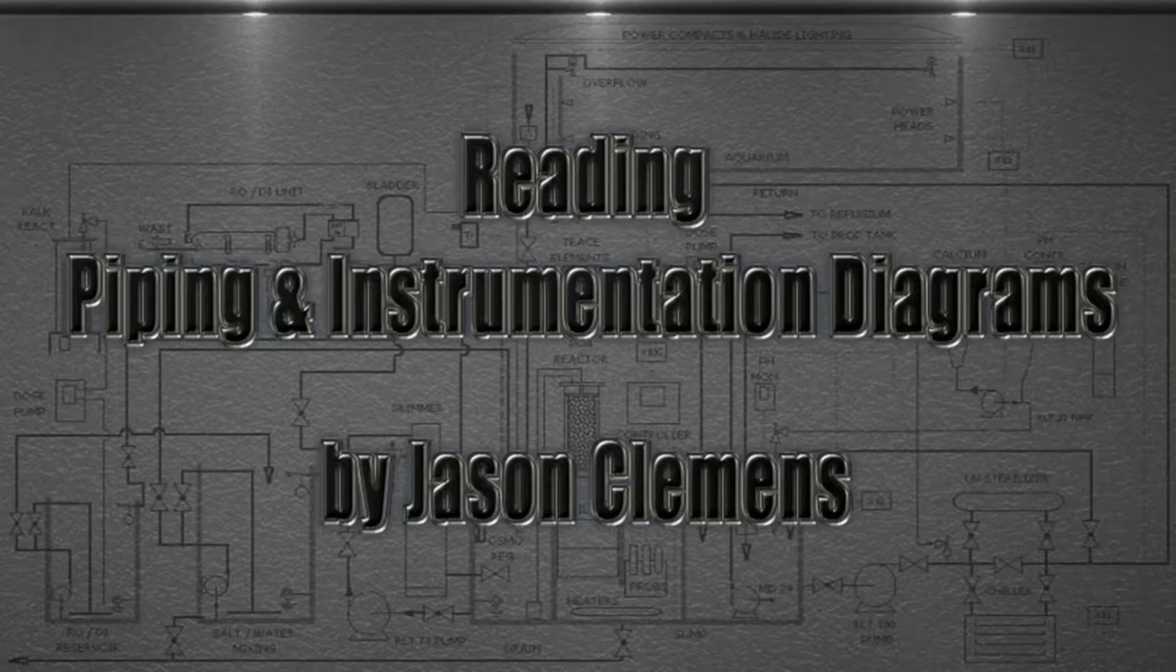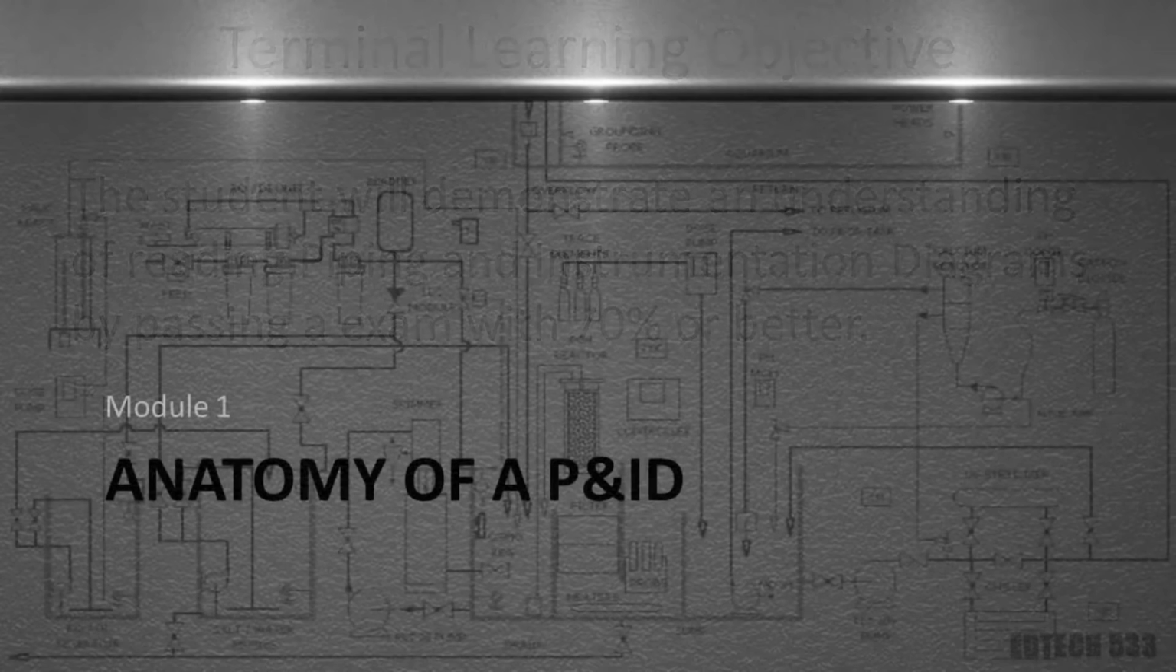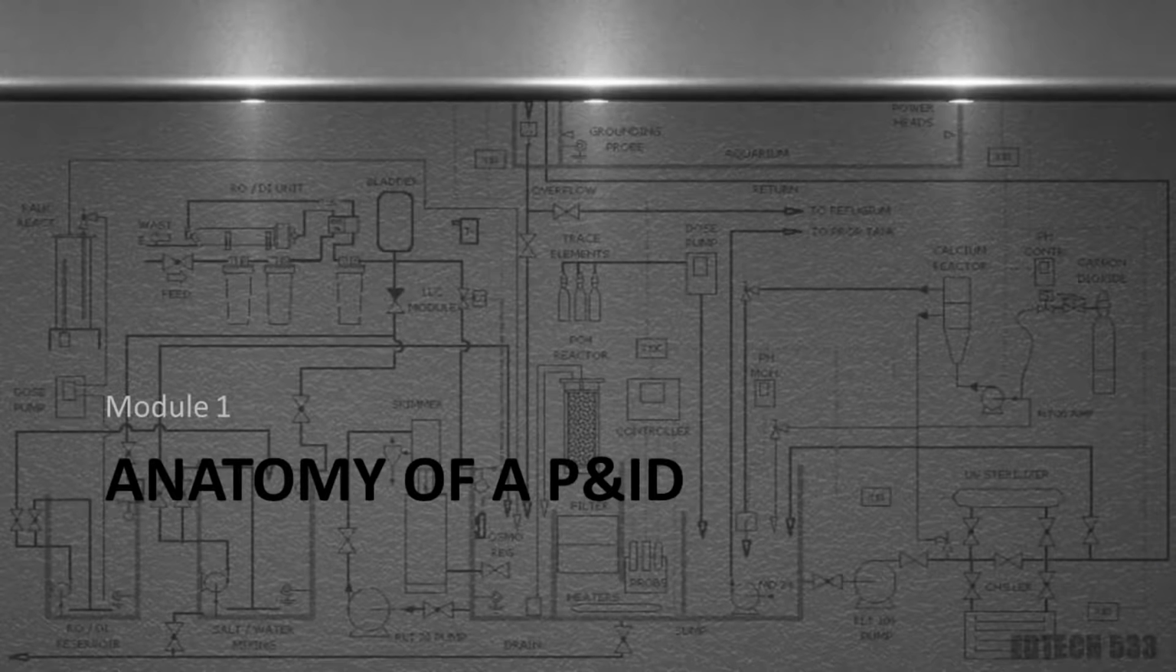Welcome to Reading Piping and Instrumentation Diagrams by Jason Clements. The terminal objective for this training is the student will demonstrate an understanding of reading piping and instrumentation diagrams by passing an exam with 70% or better. Module 1, Anatomy of a P and ID.